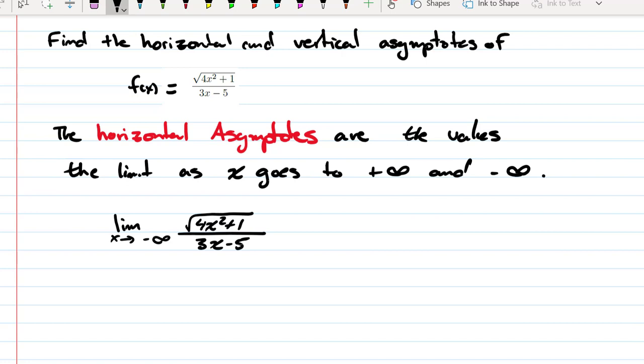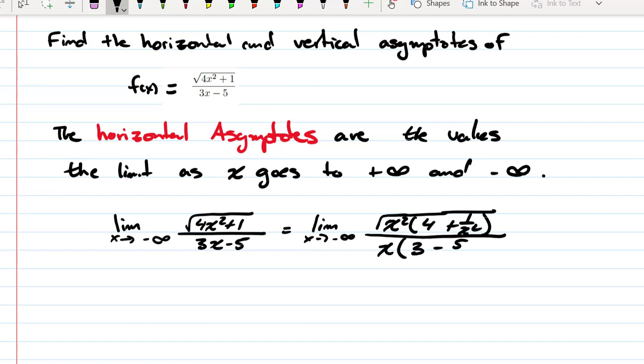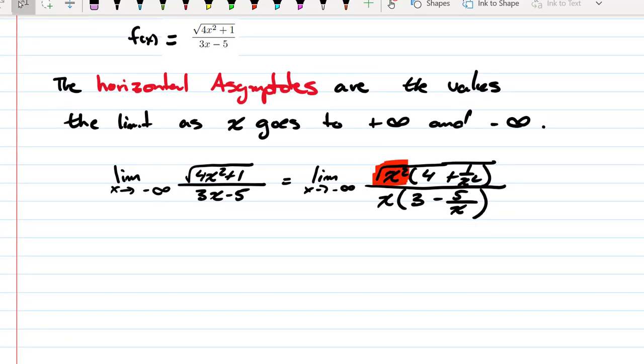So we factor out the highest degree from both the numerator and the denominator, and that gives us the limit as x goes to negative infinity, and we're going to have x squared in our numerator, which is then 4 plus 1 over x squared, all divided by, and then we factor out an x from the denominator and that gives us 3 minus 5 over x.